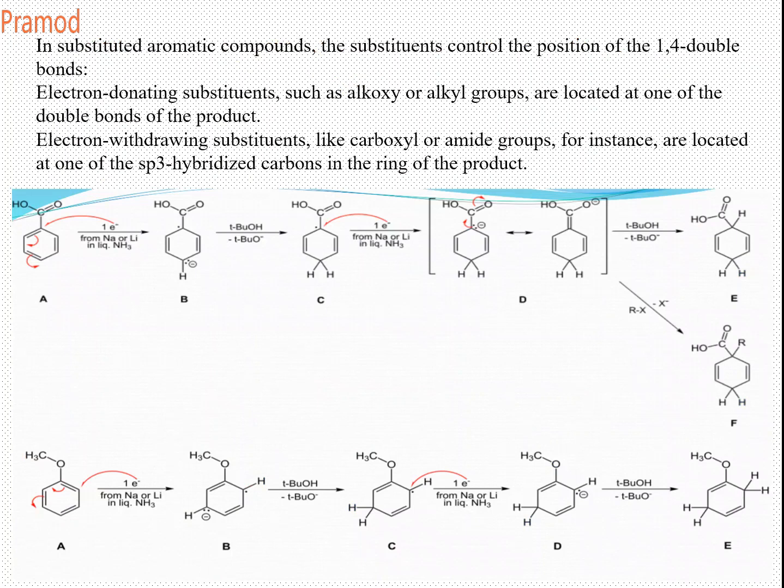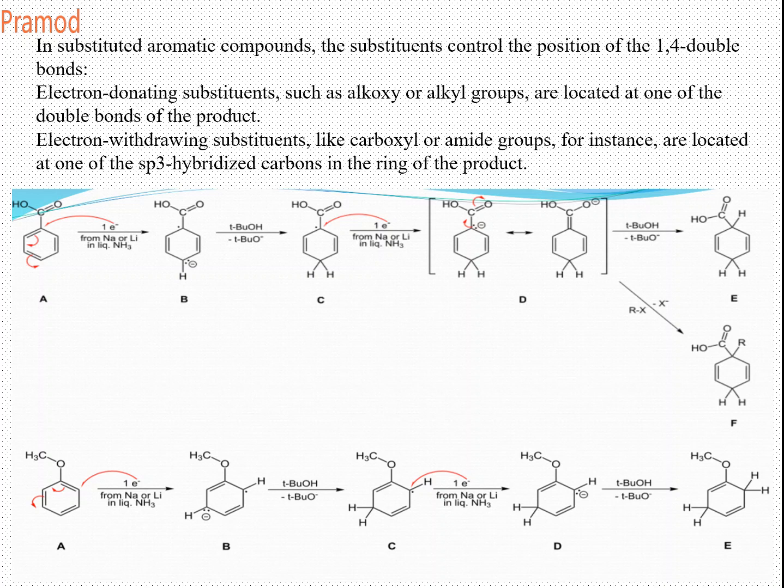So what happens in a substituted aromatic compound? The substituent controls the position of the 1,4 double bonds. Okay, so which type of substitution has an effect on the position of the double bond? Now let us see if there is a carbonyl group. Okay, if there is an electron donating group, let us see an example.